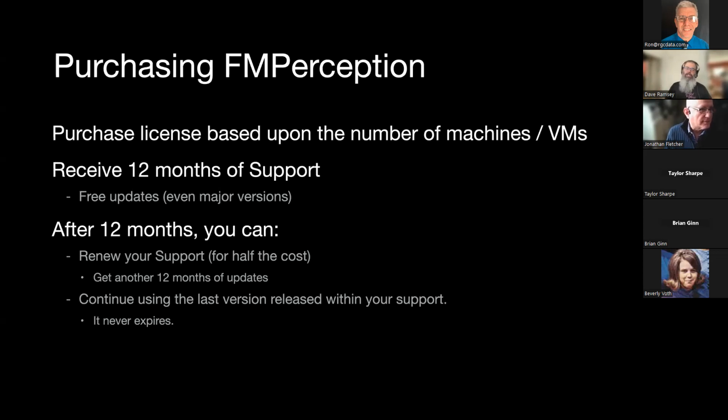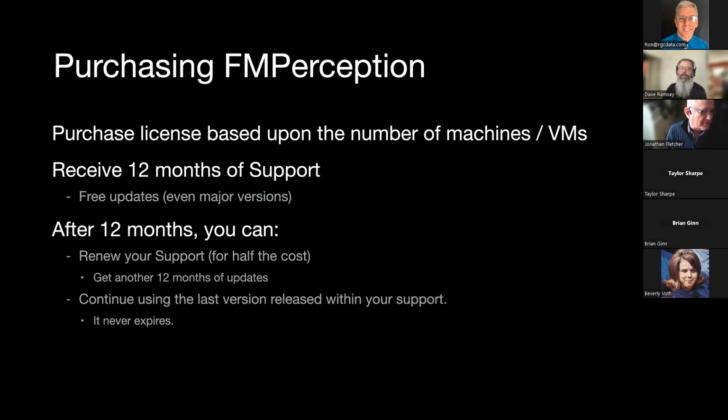You purchase FMPerception. This is purchase with support, not software rental or something like that. So you purchase licenses for the number of machines you need. You receive all updates in the next 12 months. And after 12 months, you can renew your support for half the total license cost to get another 12 months of updates. Or you can continue using the last version that was released before your support expired. And I know developers who are using ones from years ago. I don't recommend it, but you totally can.